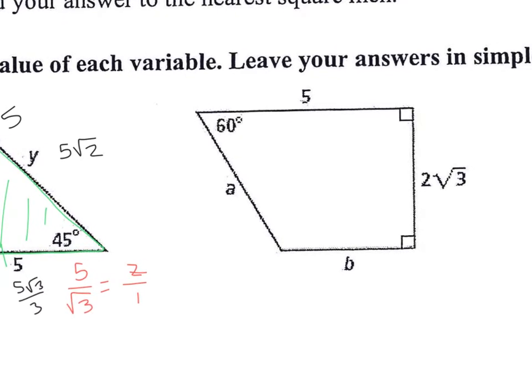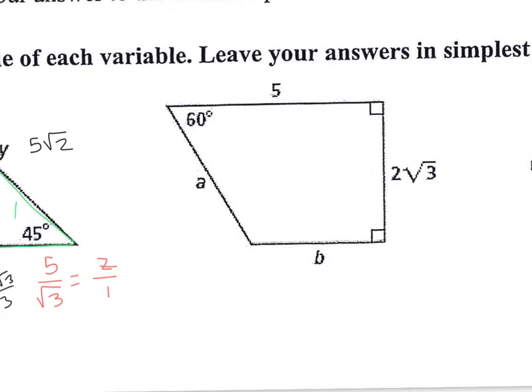Okay, now let's look at this one. Okay, this is a trapezoid. So let's see, I see a 60, so I'm going to make this like this. This 5 is going all the way across. So this is a 30, 60, 90. I don't know if this is a square. It kind of looks like this is a square, but I don't have enough information. But I do know that this segment is equal to this segment. So let me write 2 root 3 right here.